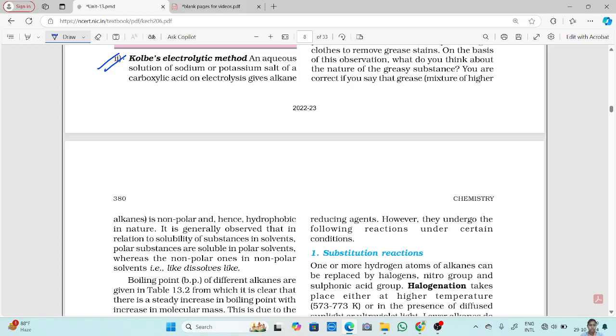Grease is non-polar and hence hydrophobic in nature. What are hydrophobic and hydrophilic? Hydrophilic means water loving, hydrophobic means water hating. Now, since grease is a hydrophobic molecule, it is generally observed, in relation to solubility of substances in solvents, that polar substances are soluble in polar solvents, whereas non-polar ones are soluble in non-polar solvents. That is, like dissolves like. Grease is non-polar, whereas water is a polar solvent. When you take a cloth which has grease on it and try to wash it with water, does the stain go? No, it remains there because grease is non-polar whereas water is polar, so it doesn't dissolve. On this basis, it was deduced that polar substances are soluble in polar solvents, whereas non-polar substances are soluble in non-polar solvents. That means like dissolves like.